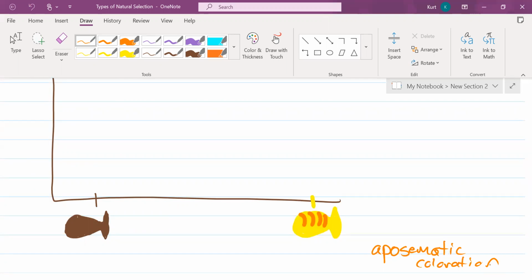A monarch butterfly is black and orange, and birds hate it because it tastes so bad. Well, there's another butterfly that looks just like the monarch butterfly called the viceroy butterfly. It is also orange and black. It is nearly the same pattern. It actually tastes pretty good. But the birds think that it's a monarch butterfly and they avoid it.